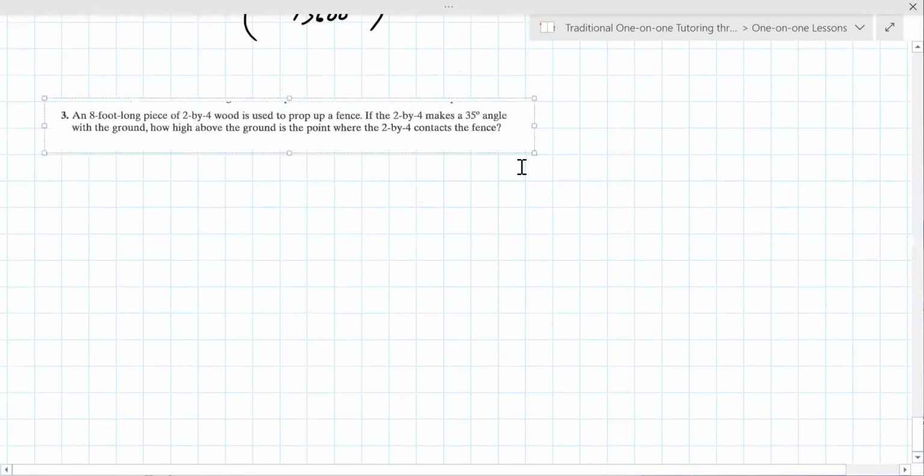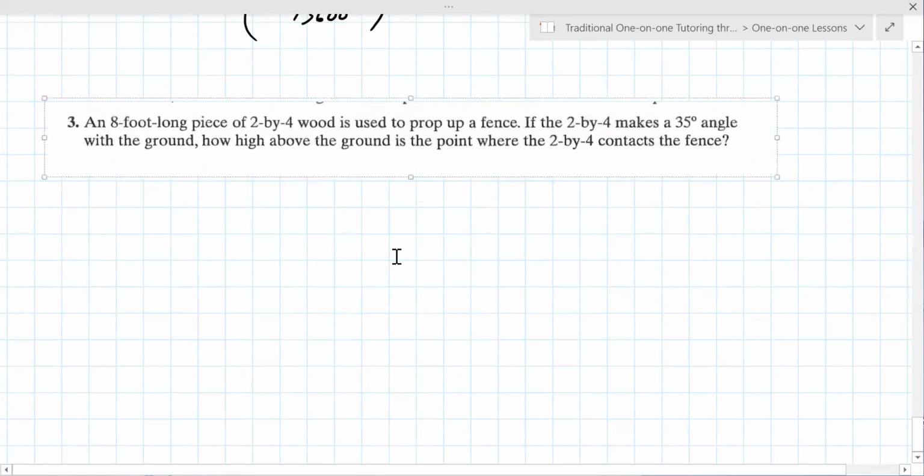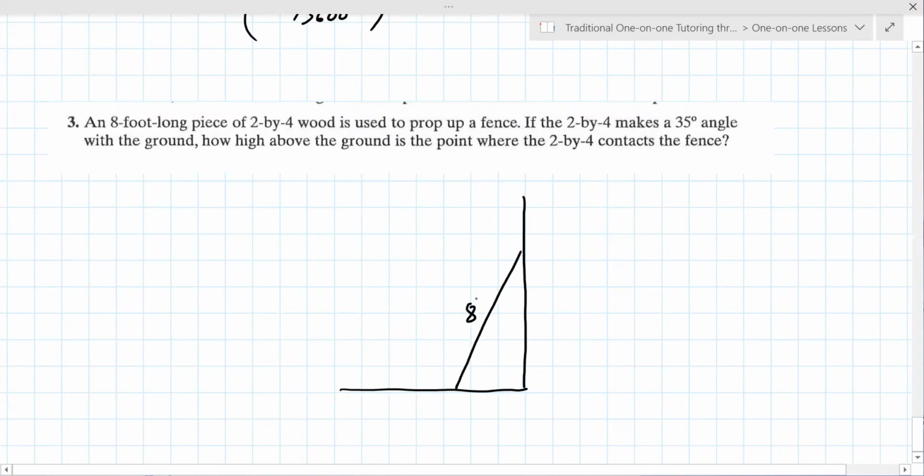An 8-foot long piece of 2x4 wood is used to prop up a fence. If the 2x4 makes a 35-degree angle with the ground, how high above the ground is the point where the 2x4 contacts the fence? So here's the fence, here's the ground, and here's the 2x4, which is 8 feet long. They tell you it makes a 35-degree angle with the ground. We assume this is a right angle, so we're just asking for the height. It's a right triangle.